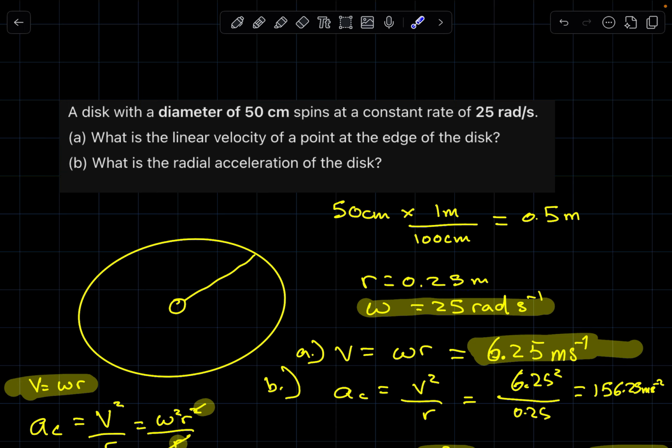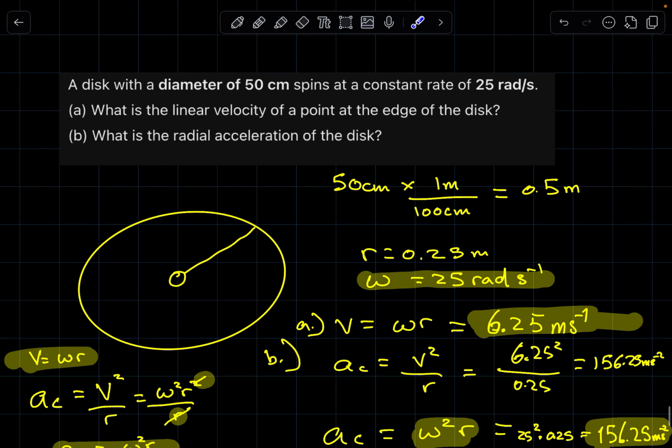Now, you have the angular velocity, 25 radians per second. Now you're searching for the linear velocity. Linear velocity is angular velocity times the radius. Multiply these both out, you get 6.25 meters per second.